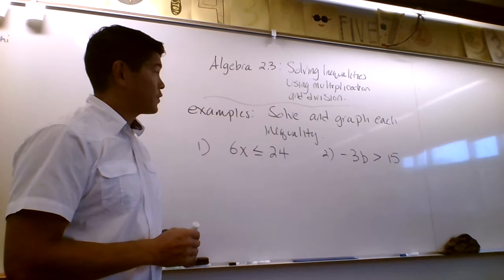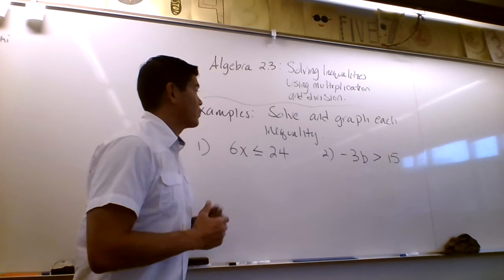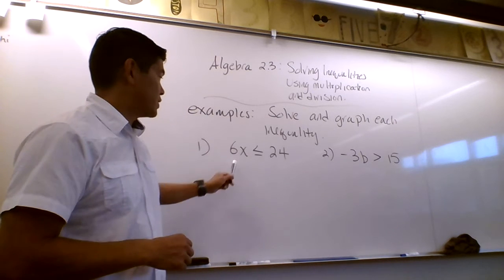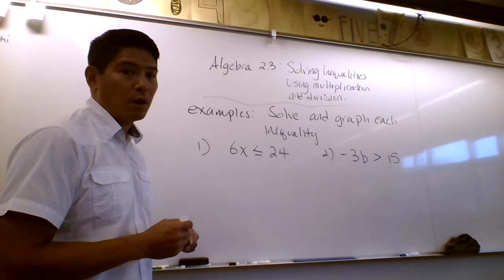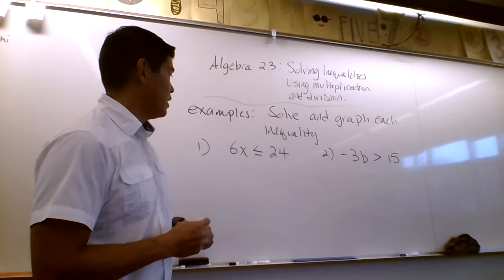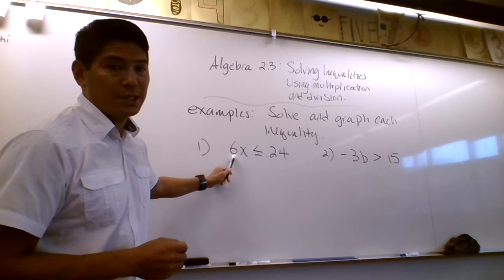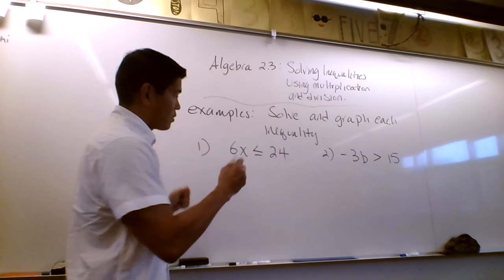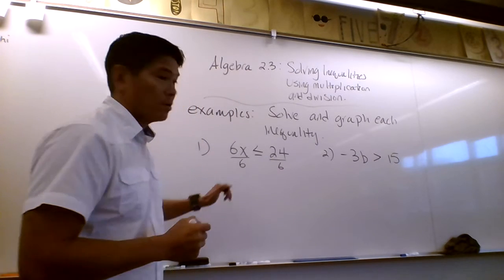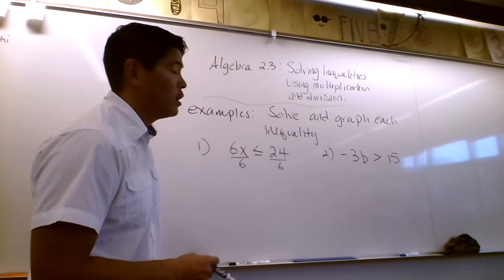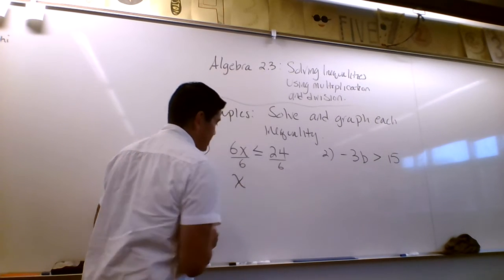All right, so for every example, what we want to do is solve and graph each inequality. So we start with an inequality here. 6x is less than or equal to 24. Similar to an equation, we want to undo what's being done to the variable. So x is being multiplied by 6. The inverse operation is to divide each side by 6. So we're definitely not dividing by a negative here, which means we don't reverse the inequality. We keep the inequality facing the exact same way.